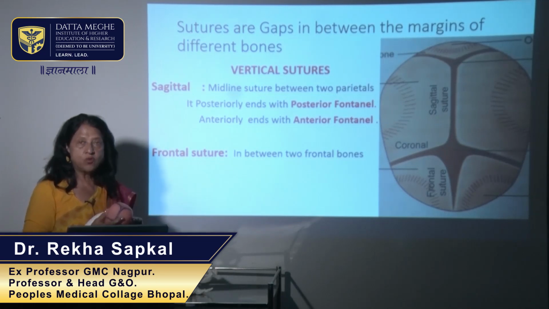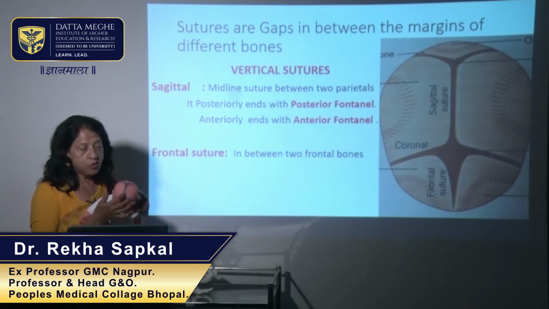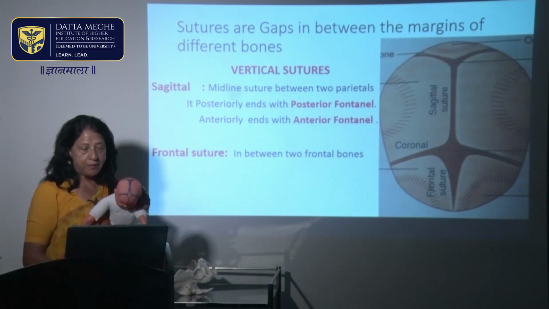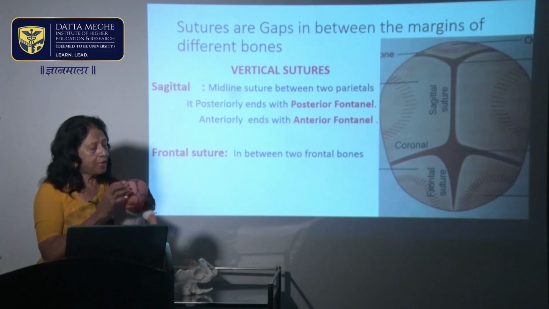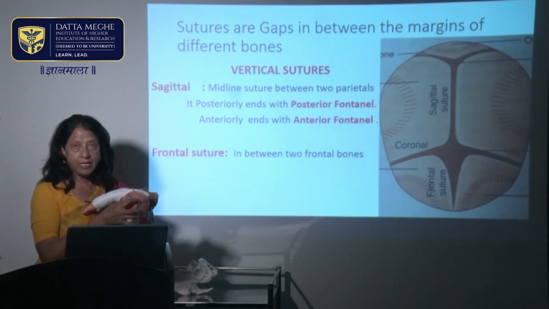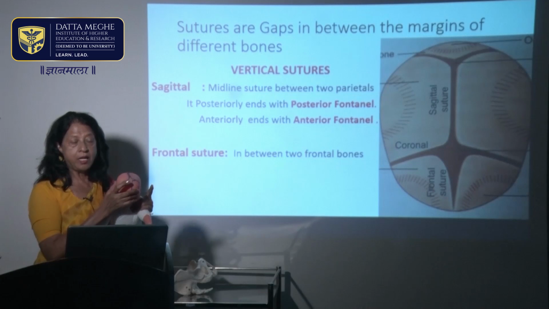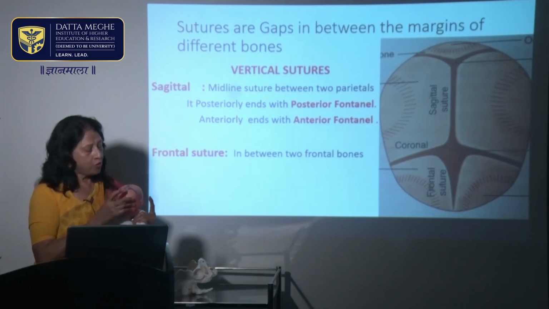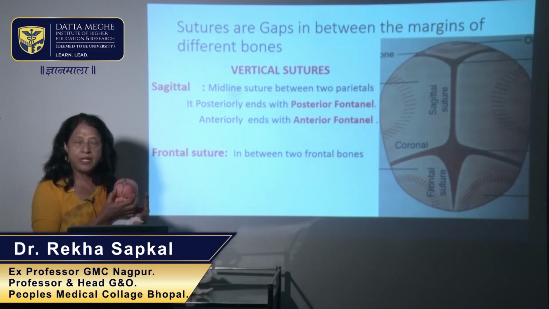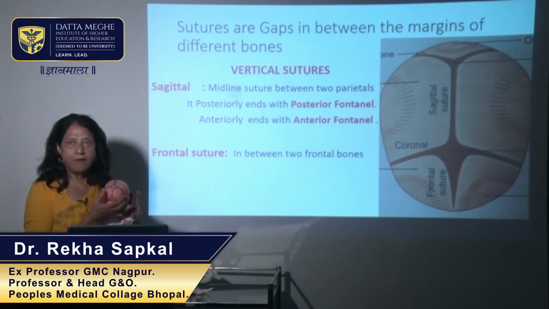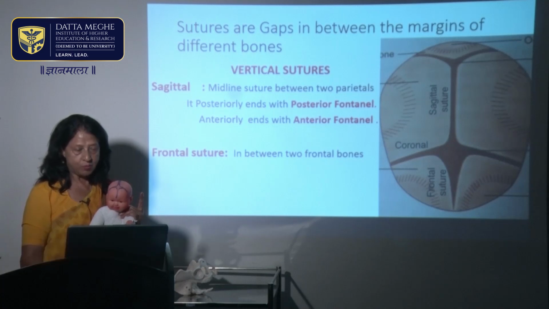So, what are the vertical sutures on the fetal skull? The vertical sutures are the midline sutures. The midline suture is in between the two parietal bones. Posteriorly it ends with the posterior fontanelle, and anteriorly it ends with the anterior fontanelle. And the frontal suture is in between the two frontal bones. In the fetal skull there are two frontal bones, while in adult there is only one frontal bone.